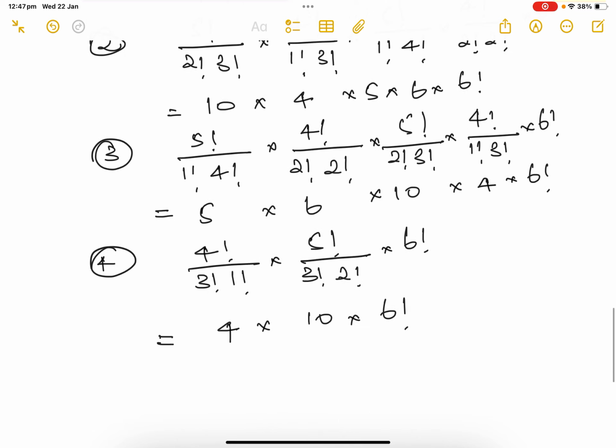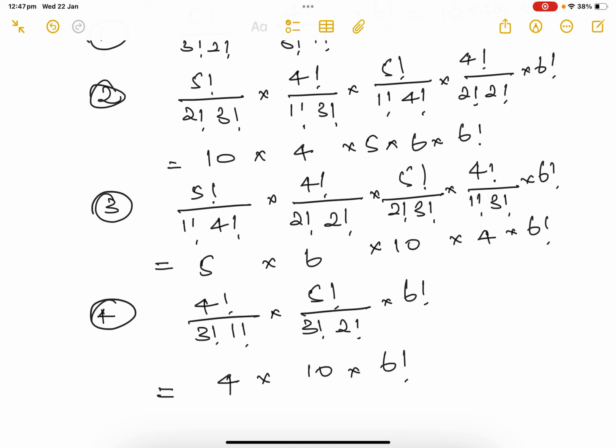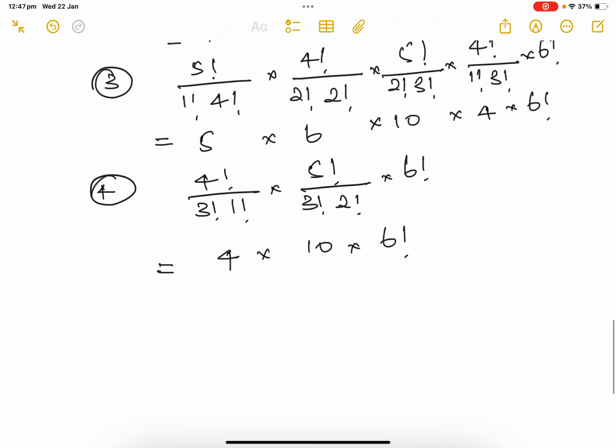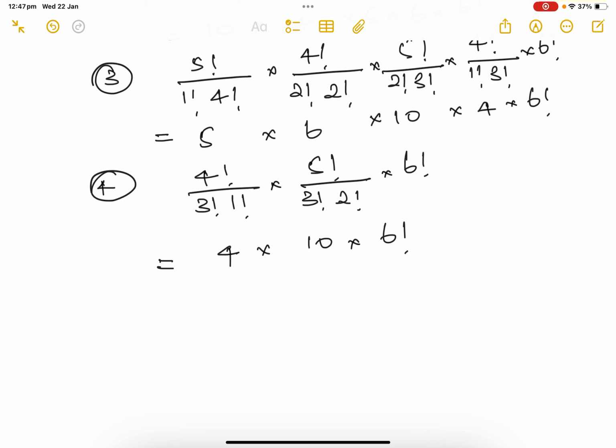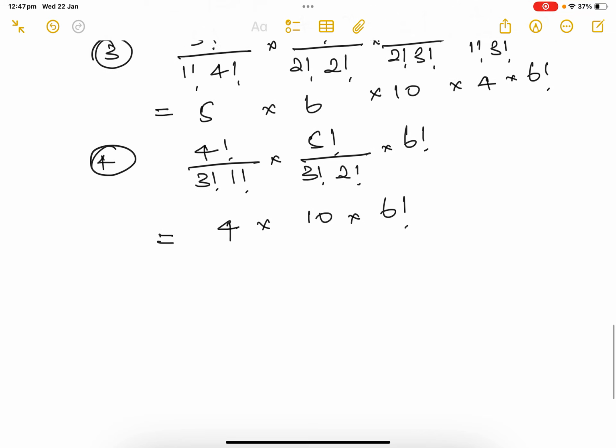That is the second type. Third one: 5 factorial over 1 factorial 4 factorial, 4 factorial over 2 factorial 2 factorial, 5 factorial over 2 factorial 3 factorial, 4 factorial over 1 factorial 3 factorial times 6 factorial. We have seen this before. The first one is 5, the second one is 6, the third one is 10, the fourth one is 4, and 6 factorial. So 5 times 6 times 10 times 4 times 6 factorial.